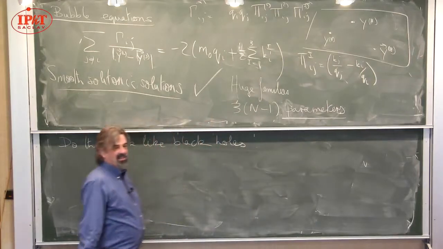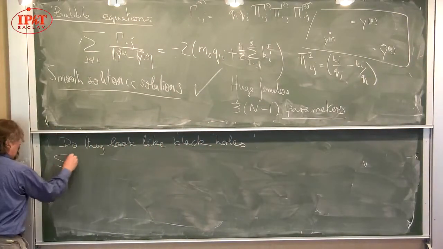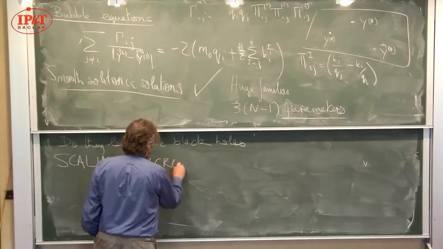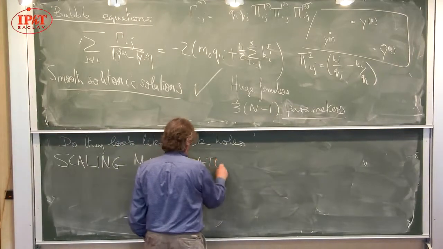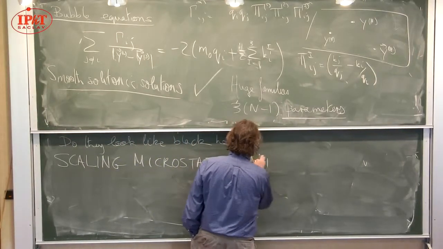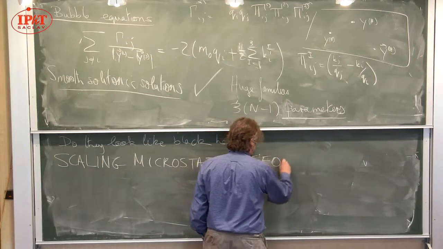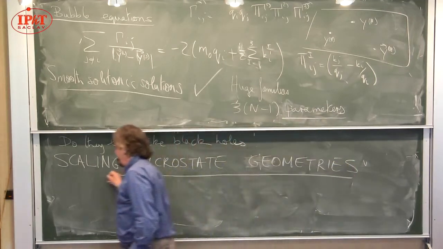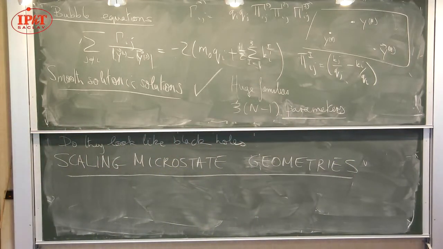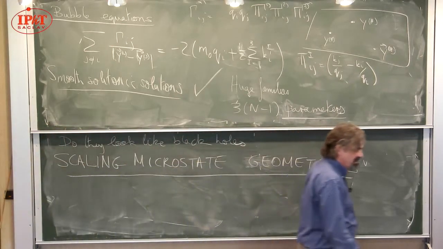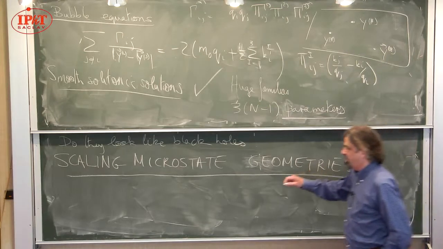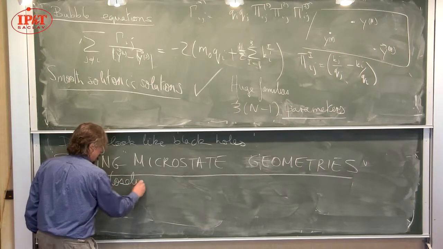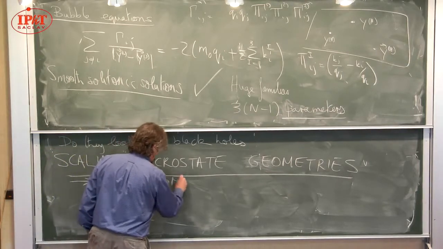The answer generically is no, but there's a very, very important class of these solutions called scaling microstate geometries, which is something I've given a chapter all of its own in the notes, because these are without doubt the most important. These are the ones that look, at arbitrarily close approximation, like BPS black holes. The word scaling has a very particular meaning, but you should understand this as meaning closely approximate black holes. But they are smooth and horizonless.